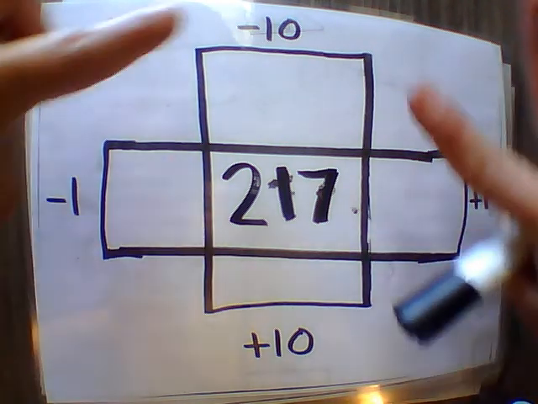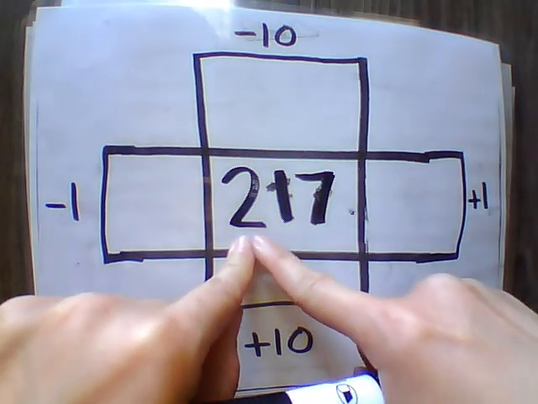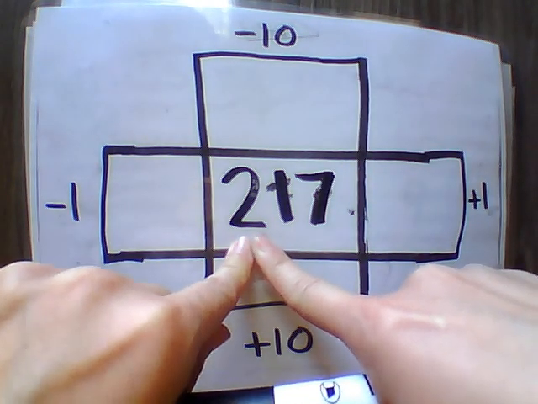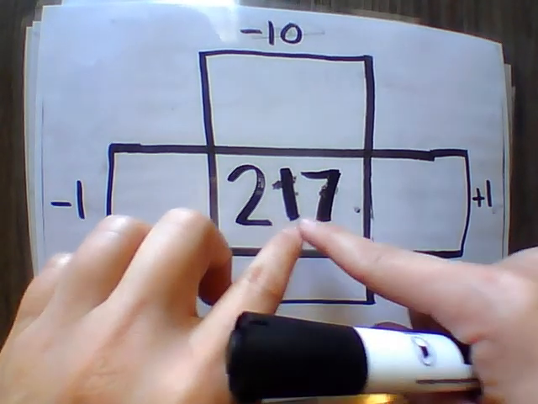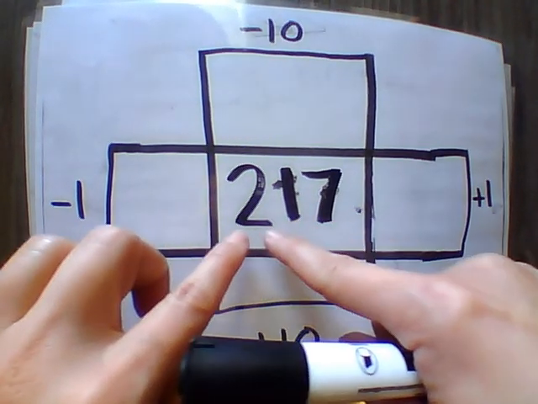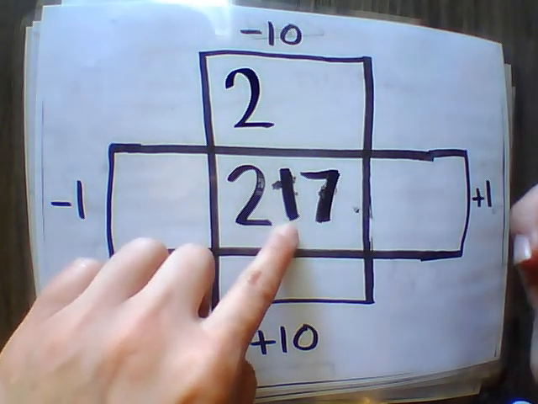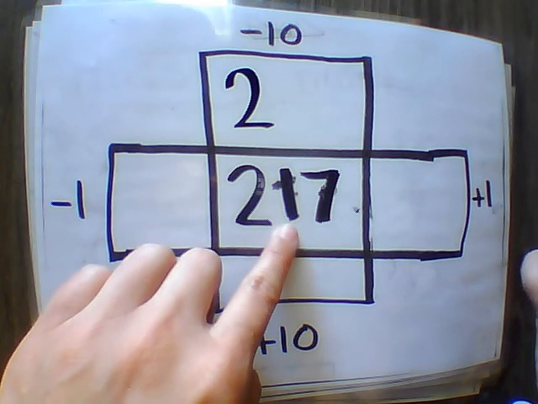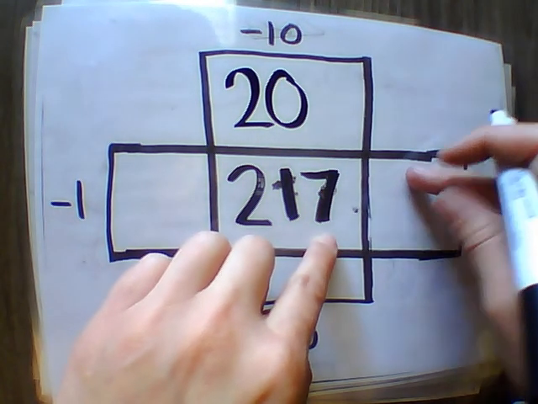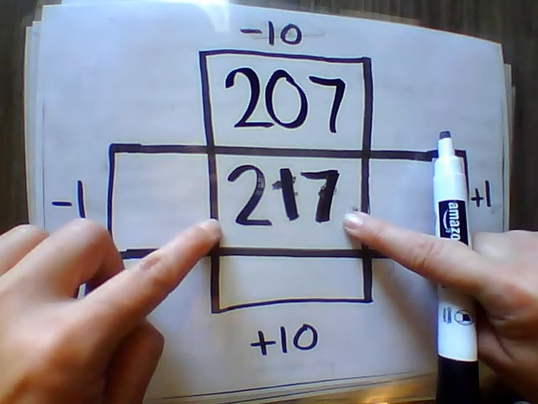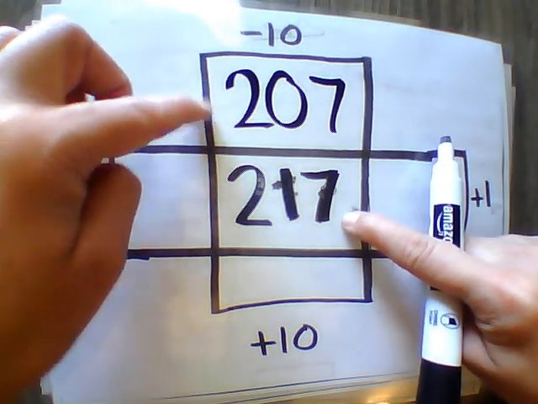So now we're going to start with the minus 10 first. Remember, the hundreds spot is staying the same throughout all this because we're not doing anything with the hundreds. We're only going to be doing stuff with the 10 spot and the 1 spot. So we had 1 10, we're going to take away a 10. So 1 minus 1 equals 0, and then our 1s stay the same. 217 minus 10 equals 207.